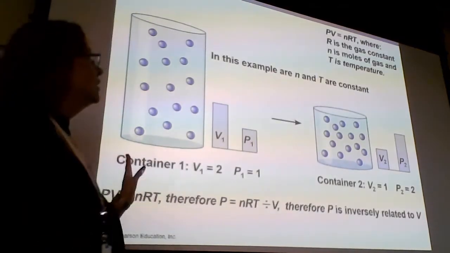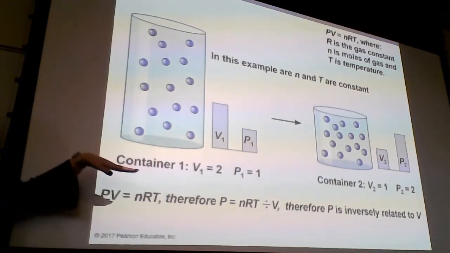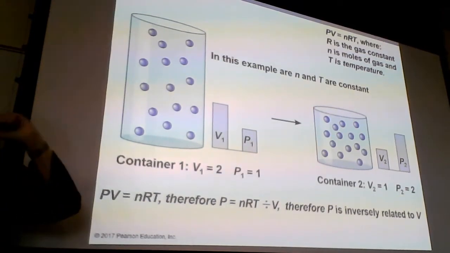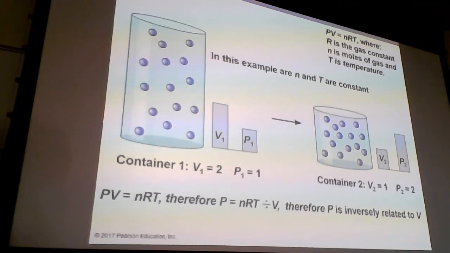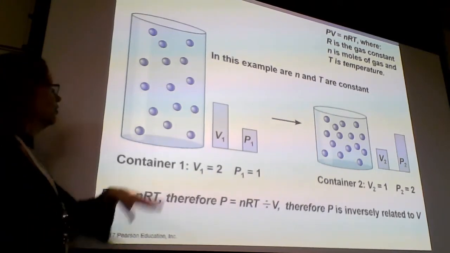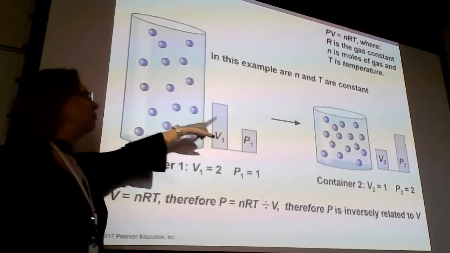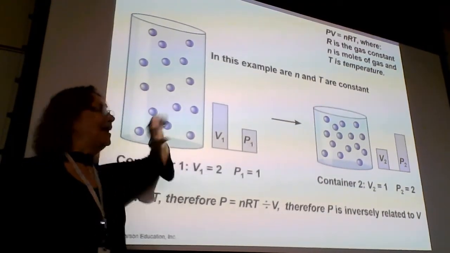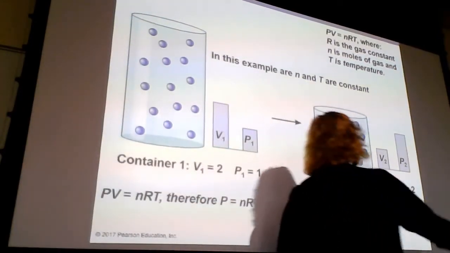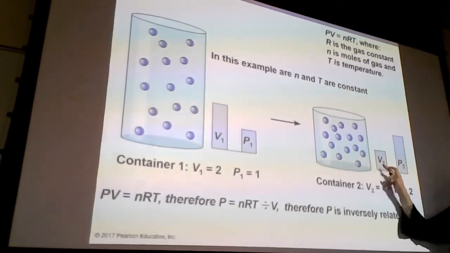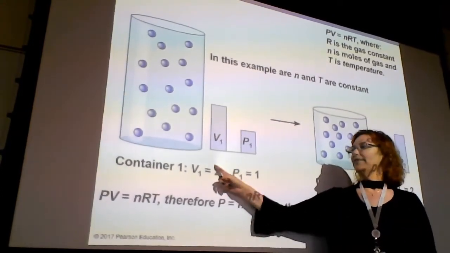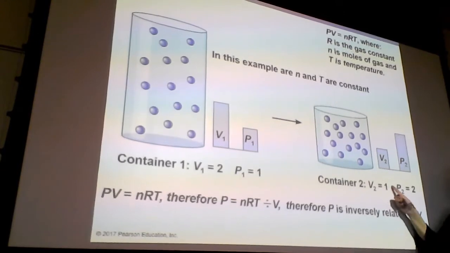So, really quickly, in this case, we're looking at a closed system. So, no change in moles, no change in temperature. So, N and T are constant, R is always constant. So, all we're looking at is how changes in pressure affect volume. Here, I have a given volume, and at this given volume, a given pressure is measured. If I decrease the volume, in this case, my volume went from a value of 2 down to a value of 1.